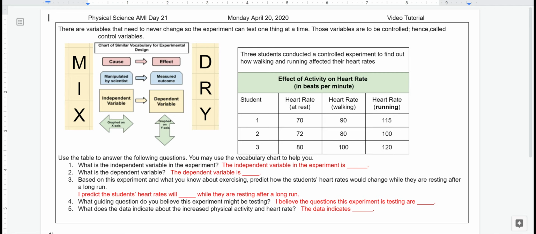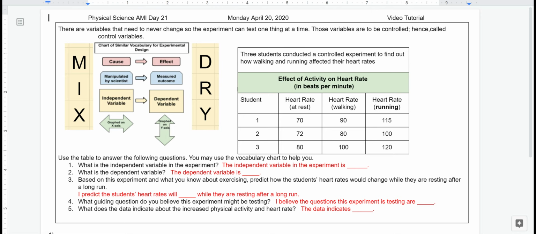Number 3, based on this experiment and what you know about exercising, predict how the students' heart rates would change while they are resting after a long run. So here's the heart rates after a long run. What do you think is going to happen to that rate as they return to rest? Is the heart rate going to increase? Is the heart rate going to decrease? Or is the heart rate going to stay the same?